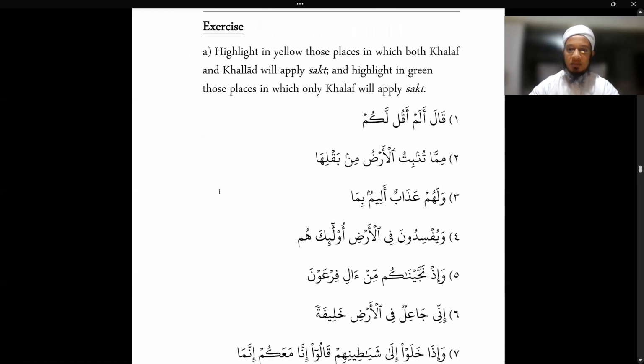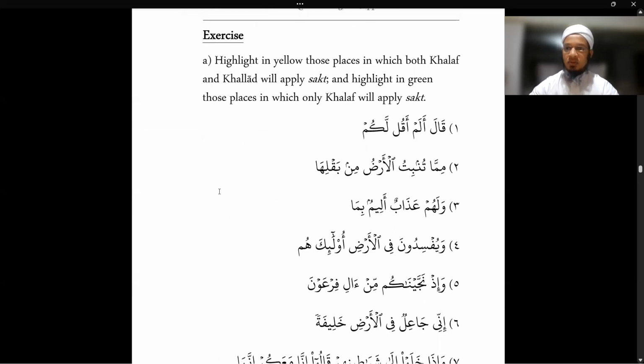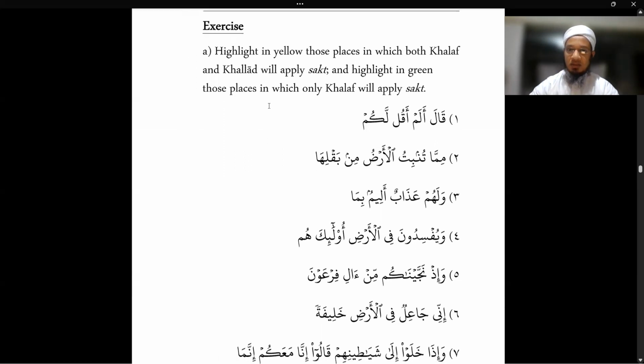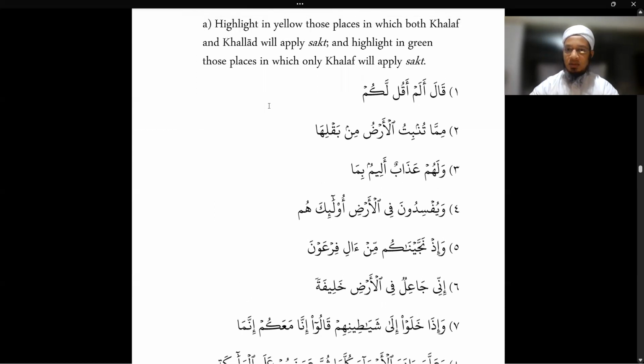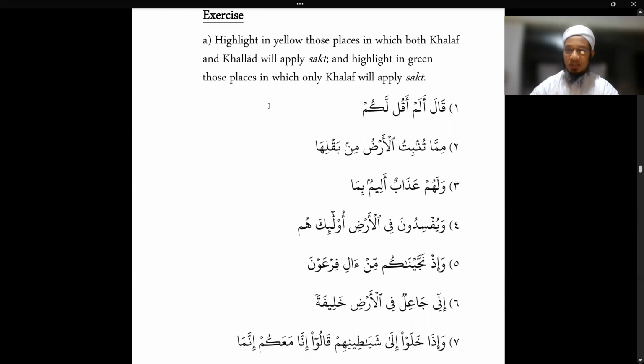So unlike before, here when we do the exercise, we're going to have to do 2 different highlightings or identifying. The first one is those places in which both khalaf and khallad apply sakt, and that is in lam ta'arif and in shay. And then separately, to highlight in green, the places where only khalaf will apply sakt, which is in 2 separate words. So you're going to go through all the verses and do lam ta'arif and shay in yellow, and then you're going to go through them and do in green, which is in two separate words. So you can pause the video now and do that, and then continue once you are done.